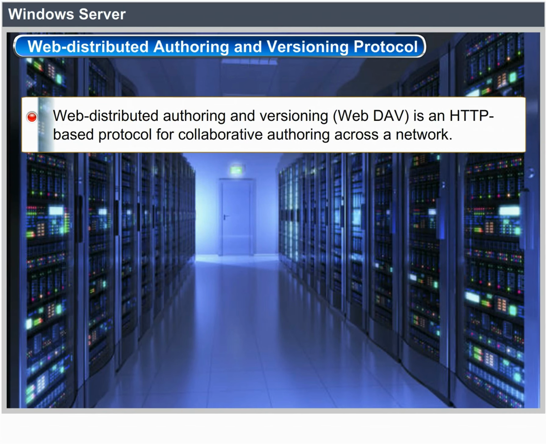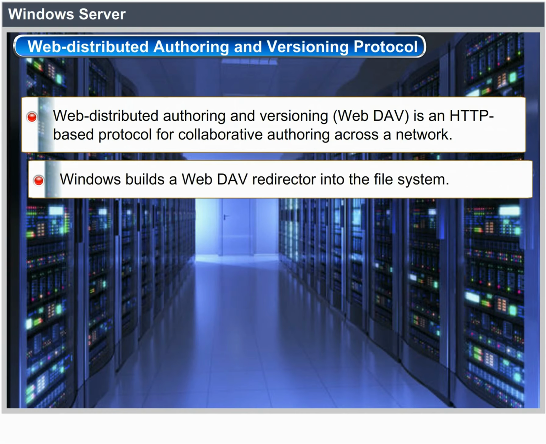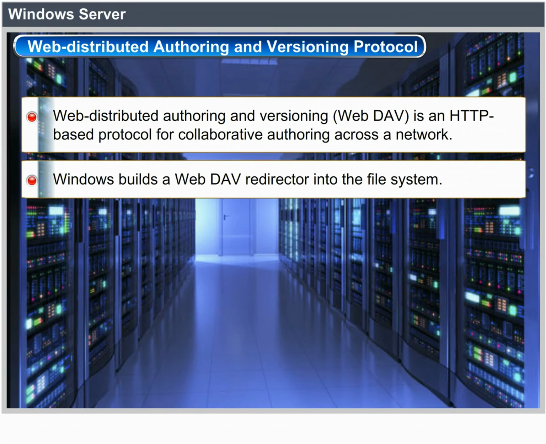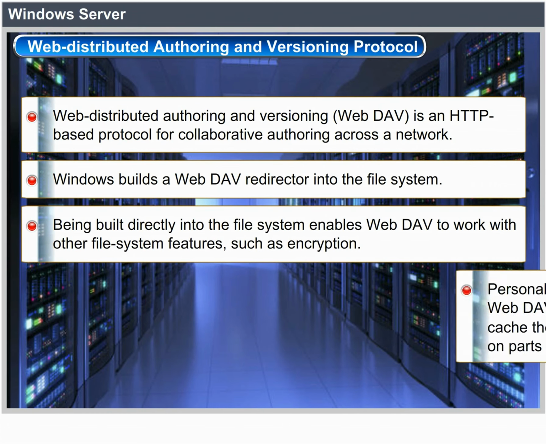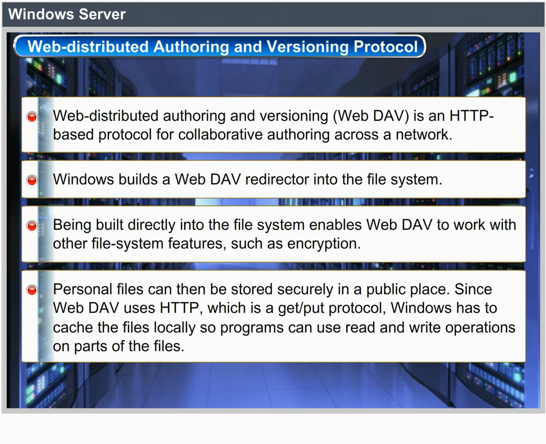Web Distributed Authoring and Versioning (WebDAV) is an HTTP-based protocol for collaborative authoring across a network. Windows builds a WebDAV redirector into the file system. Being built directly into the file system enables WebDAV to work with other file system features such as encryption. Personal files can then be stored securely in a public place.